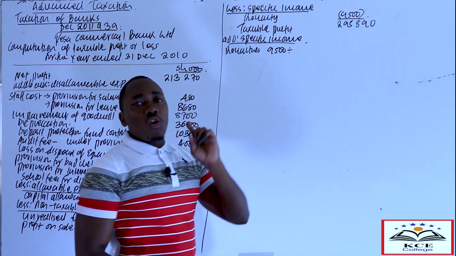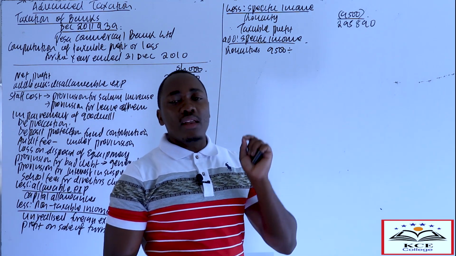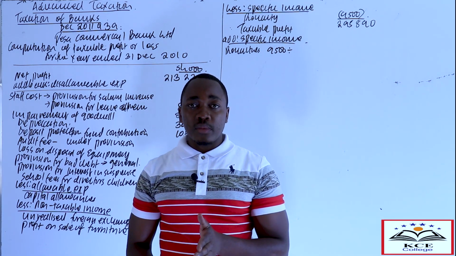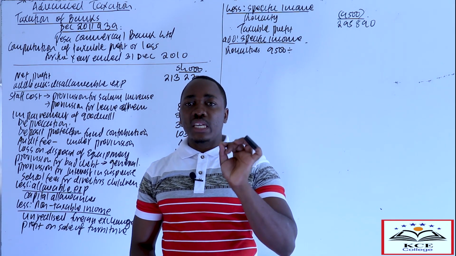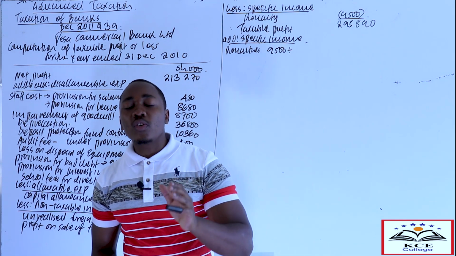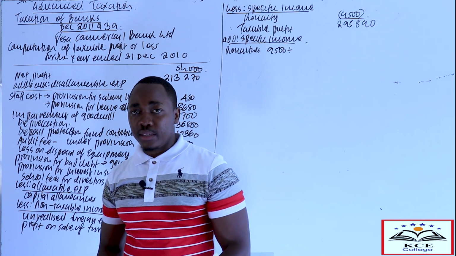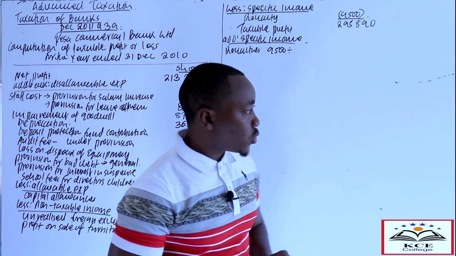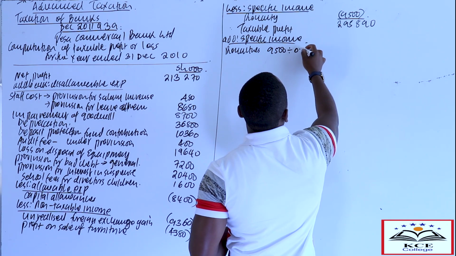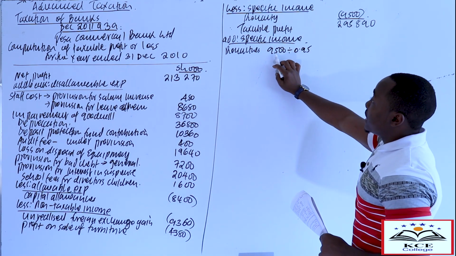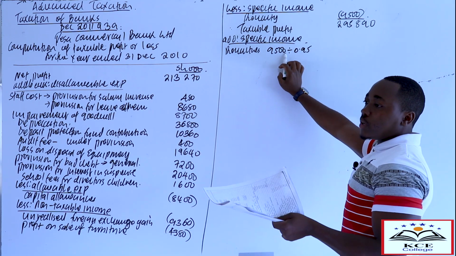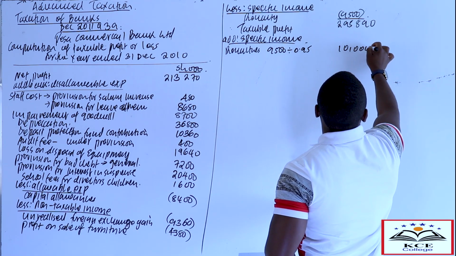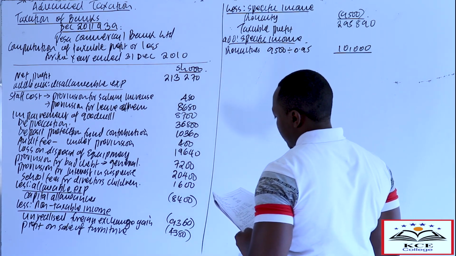Now note that royalty income, their withholding tax is at the rate of 5%. Actually, withholding tax of most of the income is 5%, except for the interest, which is at the rate of 15%. Good. So therefore, you divide by 0.95. Or you can argue that 9,500 is net, so therefore it's equivalent to 95%. What about 100? And you'll get that the amount on gross was an amount of 10,000.